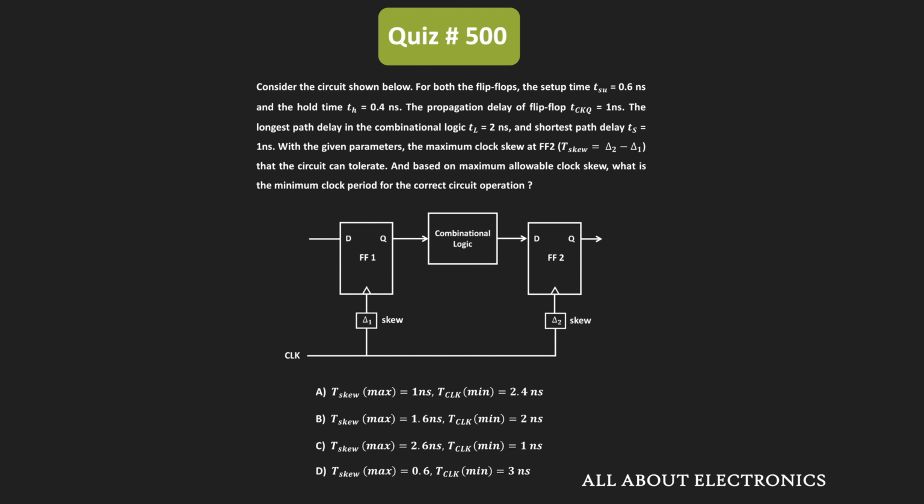So from this we can say that for the given circuit, the maximum clock skew at the second flip-flop which the circuit can tolerate is equal to 1.6 nanosecond. And based on that maximum clock skew, the minimum required clock period is equal to 2 nanosecond. And therefore, for the given question, this B is the correct answer.